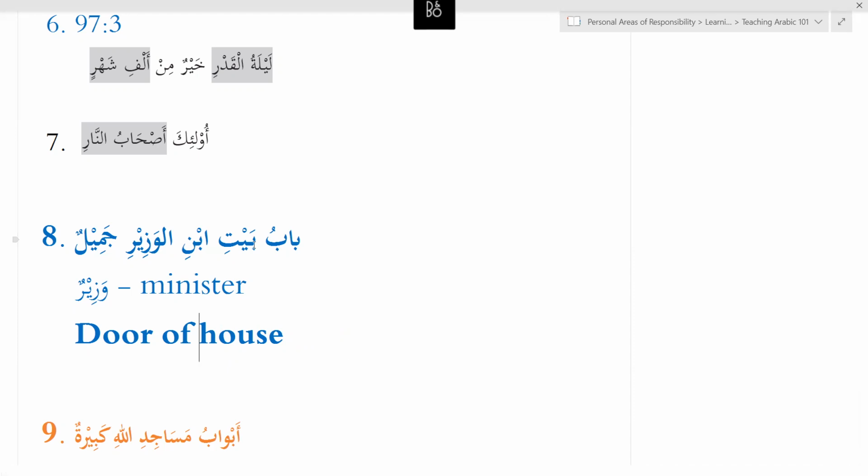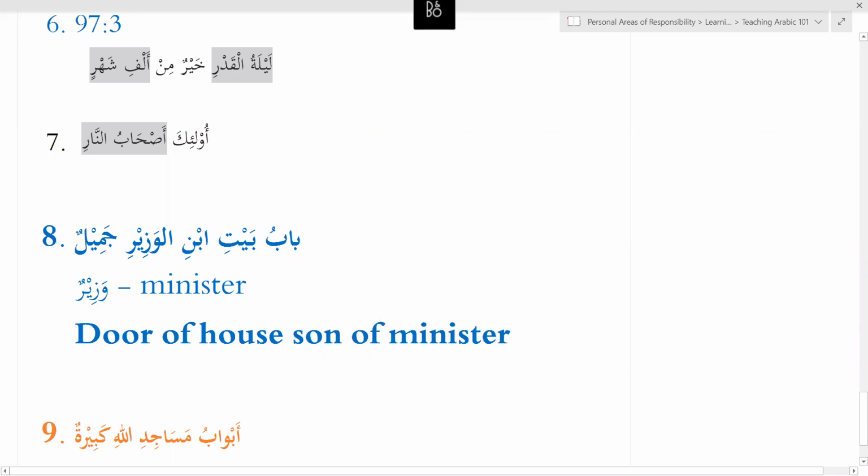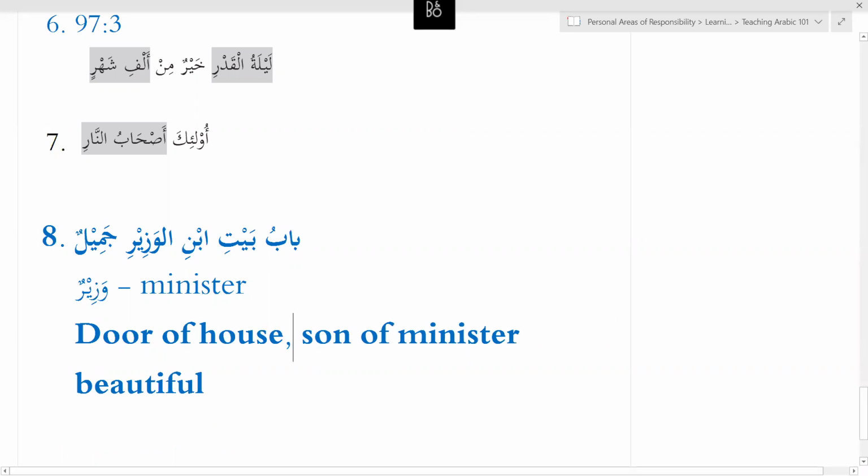Saqib Chacha, is it son of the minister? Okay, Ibni al-Waziri is son of minister. And Jamilun is beautiful. You're missing something. So door of house, okay. Son of minister, of the house, beautiful. By the house, there's no al here. You're missing something. So door of house is beautiful or son of minister is beautiful?